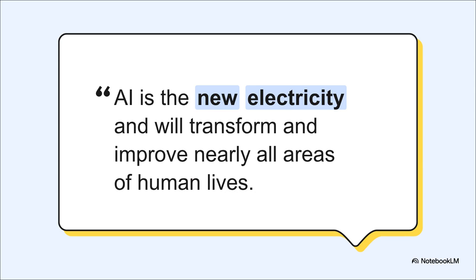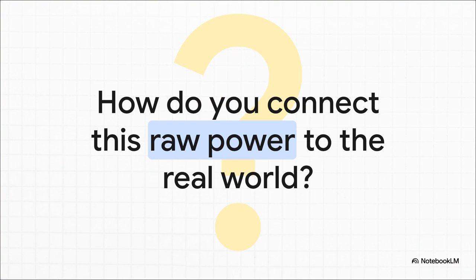I mean, just let that sink in for a moment. AI is the new electricity. That is a huge statement. We're not talking about a small tweak here. This is a fundamental shift on the same level as electricity. It promises to reshape, well, pretty much everything. But, and it's a really big but, how do we actually connect this raw power to the real world? How do we get this new electricity out of the power plant and into our actual apps?